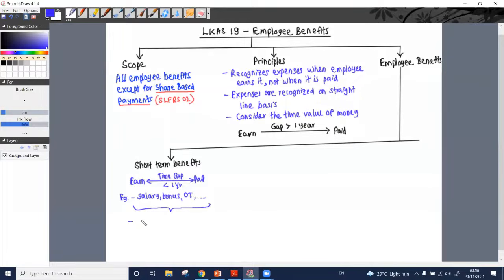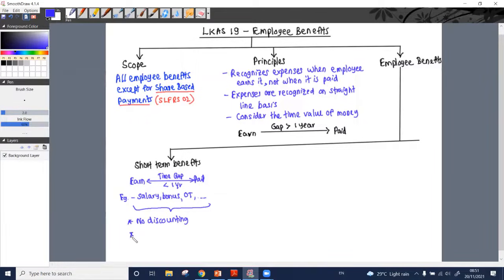Therefore here we are not going to do any discounting. No discount. Because the gap is less than 1 year. That is the reason.